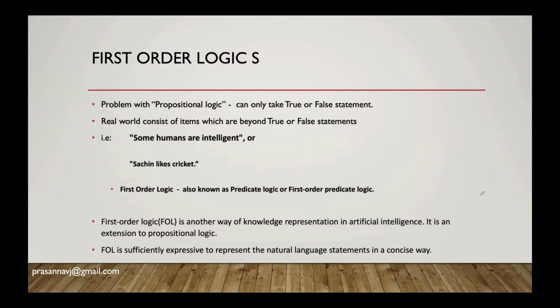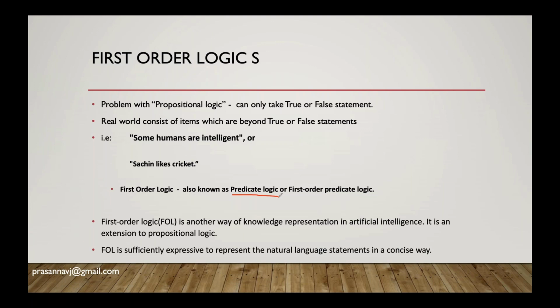Okay, so for first order logic, take an example: "some humans are intelligent," which is not a true or false statement. It is a very generic statement which cannot be connected to propositional logic, so that is what first order logic is trying to solve. First order logic is also called predicate logic. We talked about propositional logic and predicate logic; these are the two things that are going to rule our neuro-symbolic AI. First order logic is a very important part of neuro-symbolic AI.